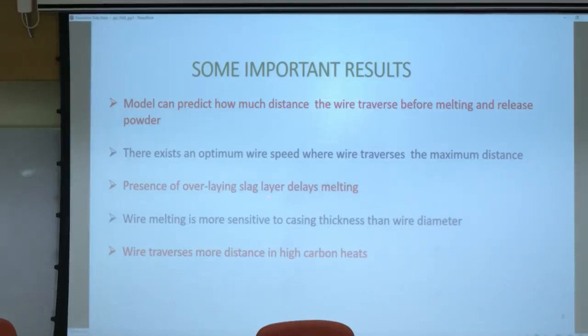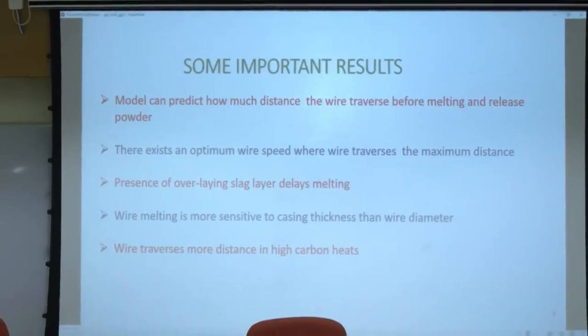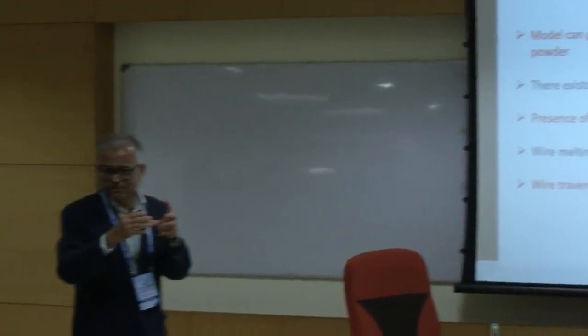So there are two counteracting factors. And the presence of overlying slag obviously delays the melting. And it has been found that the wire melting is more sensitive to the casing thickness rather than the wire diameter. And obviously the wire travels more distance with high carbon heat because the high carbon heat has low liquidus.